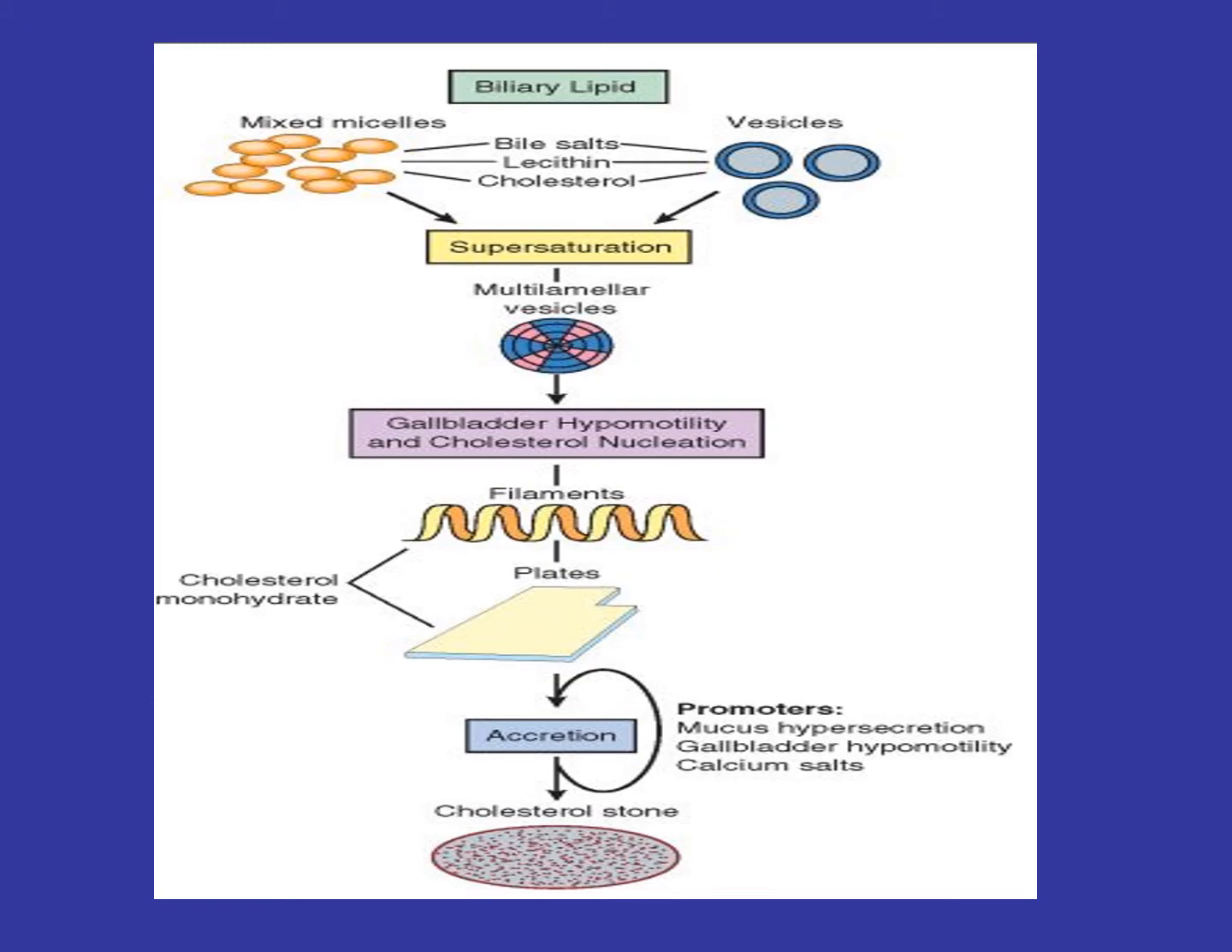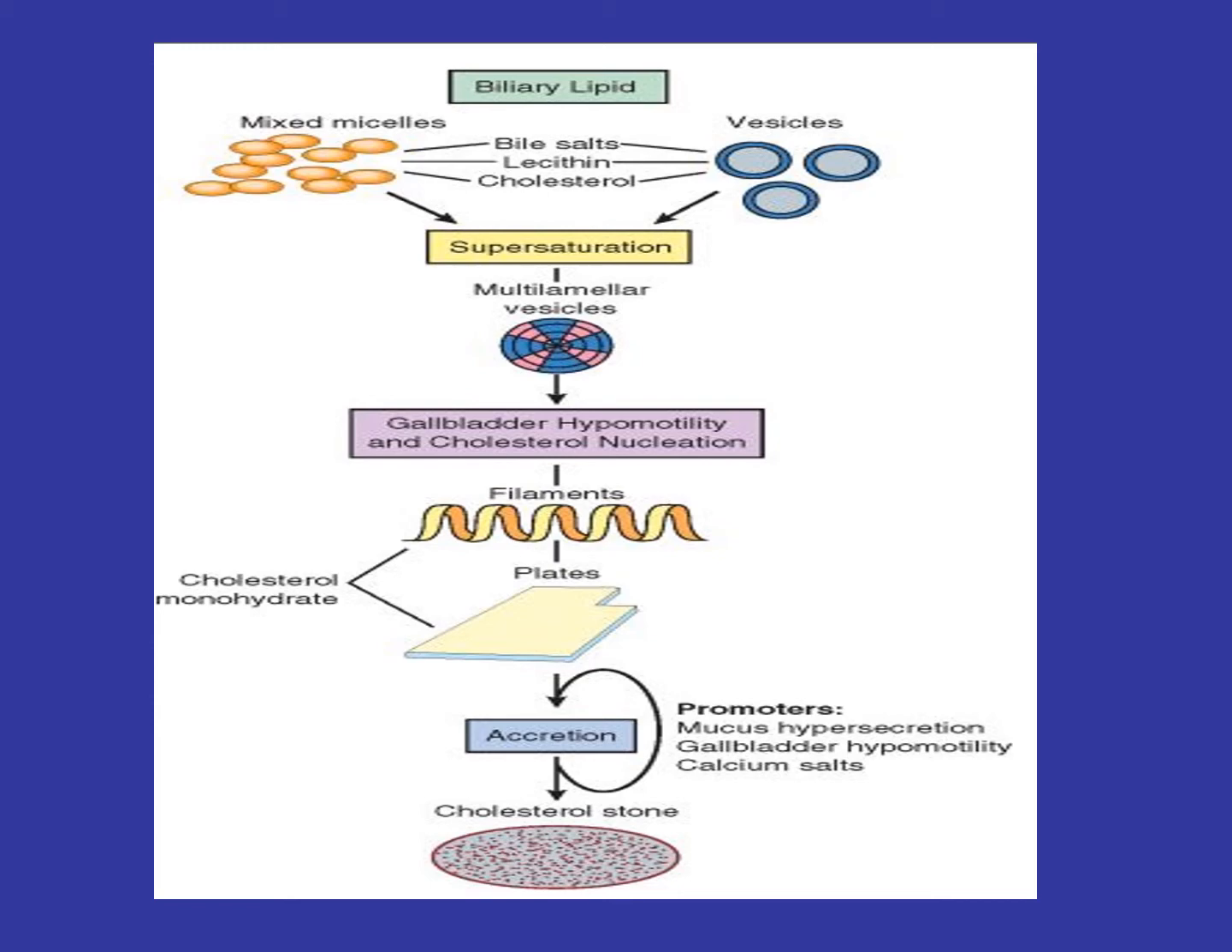Normally the cholesterol is kept in a soluble form with the help of the bile salts and lecithin. But when there is an imbalance in that, for example the bile salts are less, lecithin is less, or there is a supersaturation with the cholesterol, it leads to formation of multilamellar vesicles, gallbladder hypermotility, and cholesterol nucleation, and these filaments are formed.